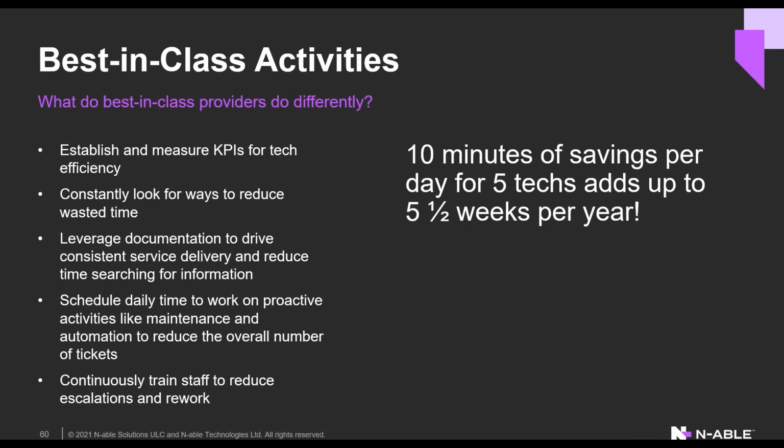What does best in class do differently? Right. I think yet again, another slide here that we're going to quickly rehash because we should know this. Okay. We are efficiently measuring against our KPIs. We are constantly looking for ways to reduce wasted time. We are continuously educating our staff to reduce escalations and reworks. Right? We are scheduling time to work on automation.